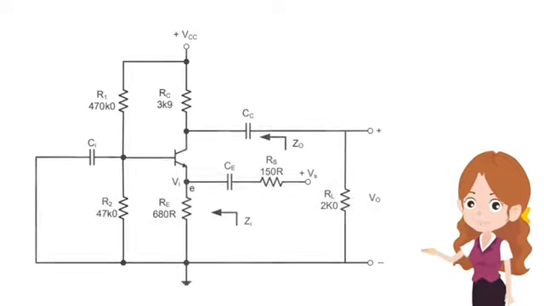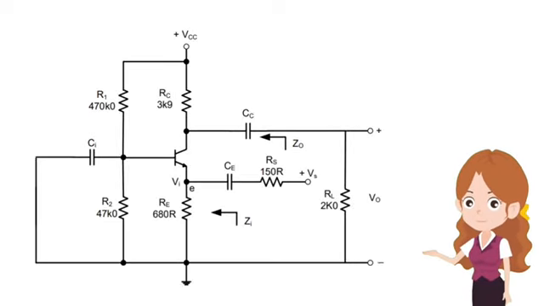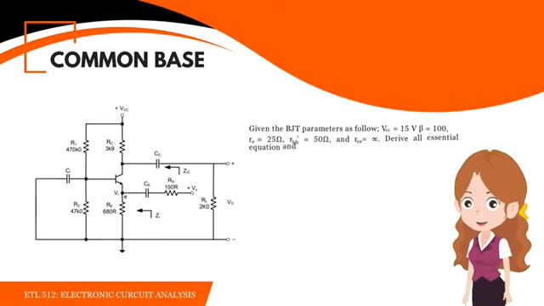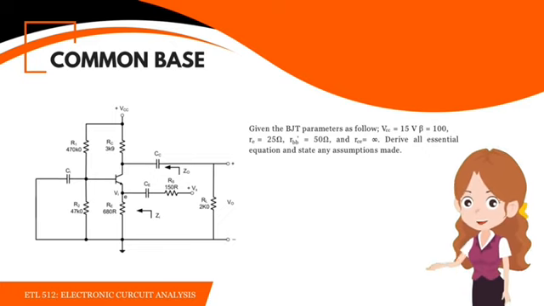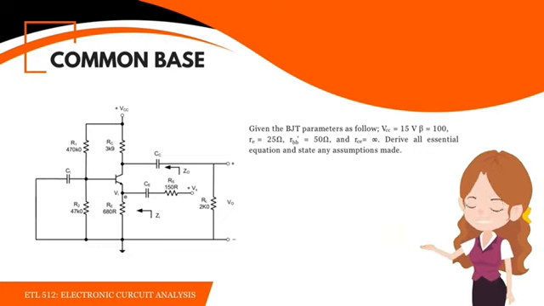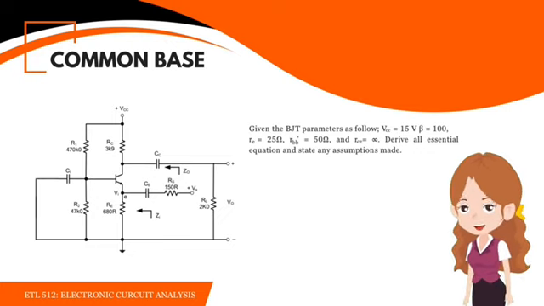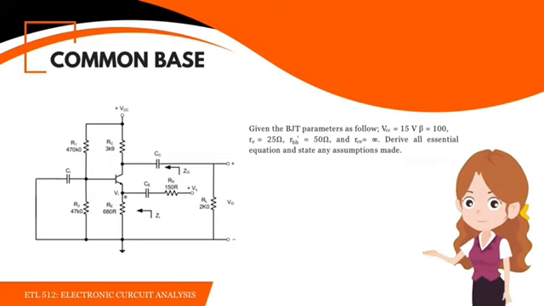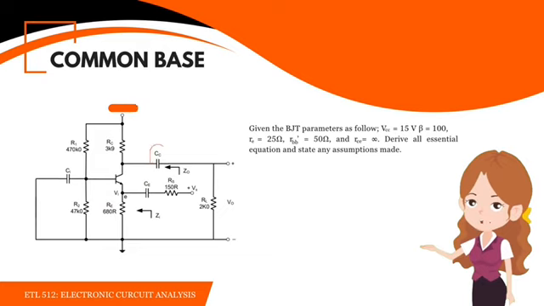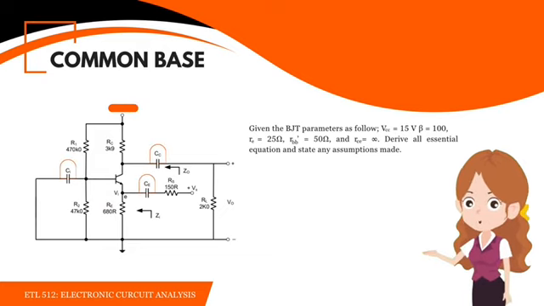In this example, we are given the following. The supply voltage VCC is 15 volts, the transistor's current gain beta is 100, the intrinsic emitter resistance RE is 25 ohms, the base spreading resistance RBB prime is 50 ohms, and the small signal collector emitter resistance RC is infinite, meaning it is so large that it can be ignored in our calculations. Our goal is to perform an AC analysis and determine the main amplifier parameters.